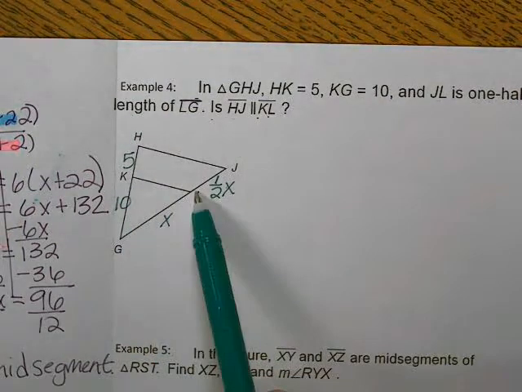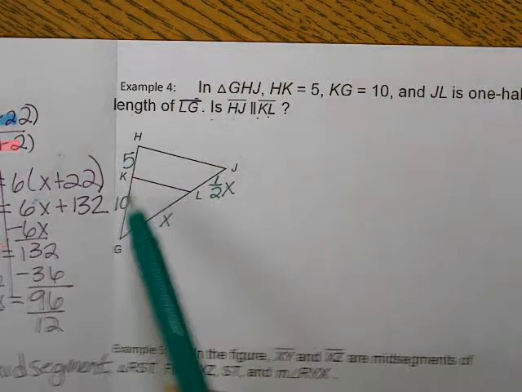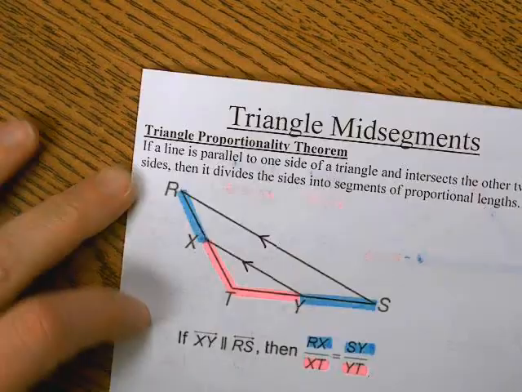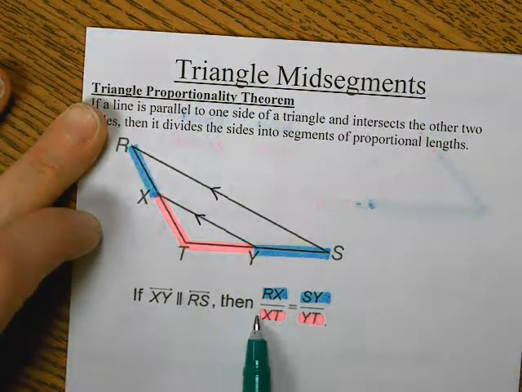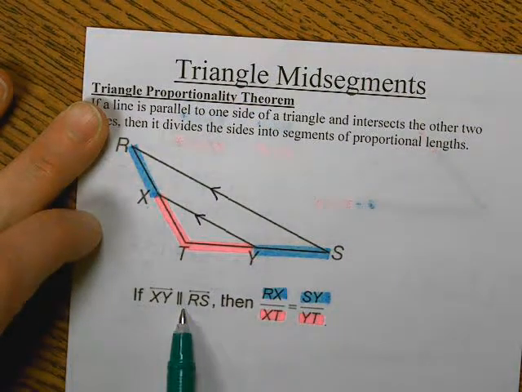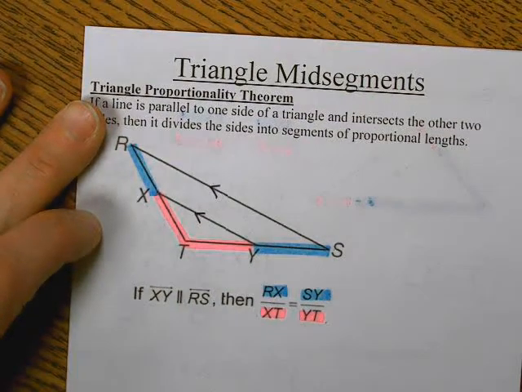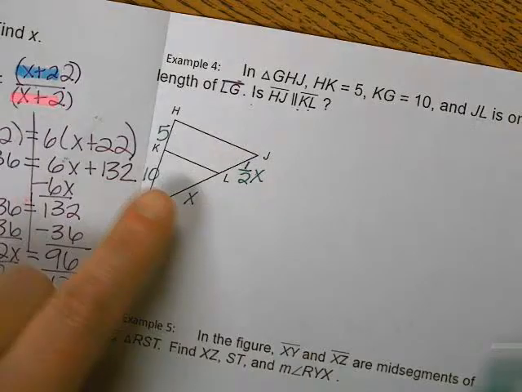In order for KL to be a midsegment, remember these have to be the same length. But this other formula said that if I can write proportions and they're congruent, then they're parallel, right? We can say the opposite, the converse of the statement. So let's go check here and see.